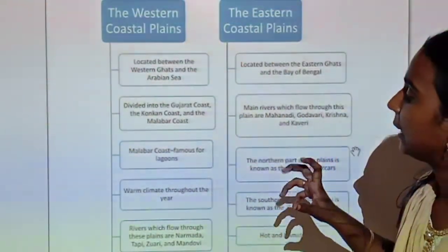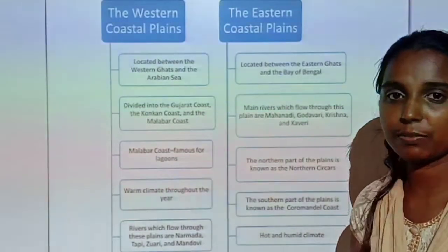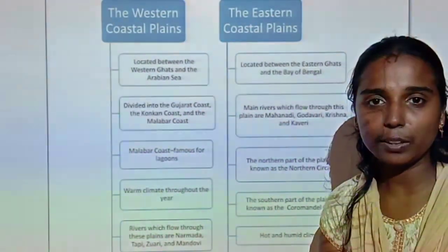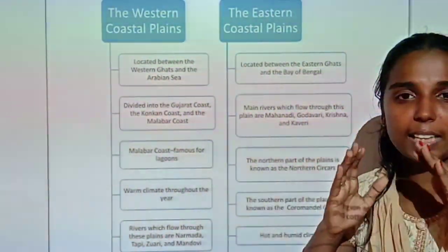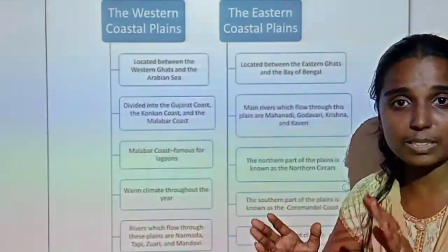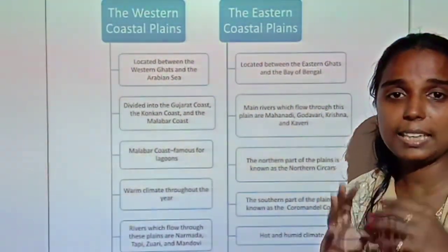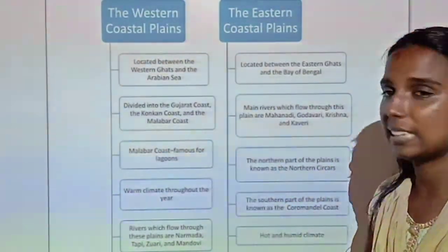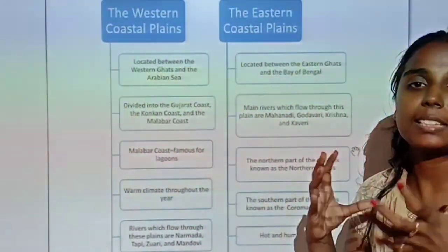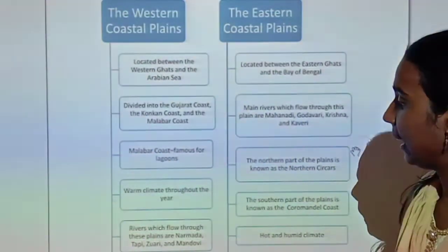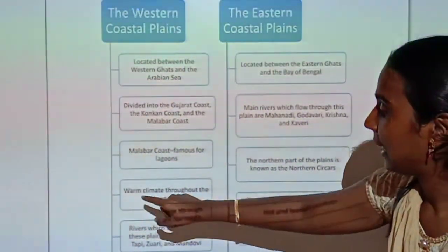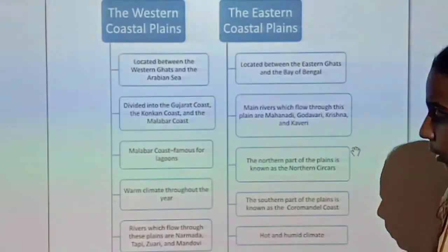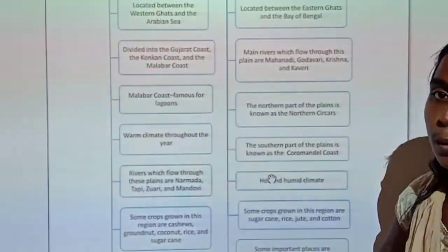Among them, the Malabar coast is famous for lagoons. So what do you mean by lagoon? It is a small saltwater lake that belongs to the sea, but it is separated from the sea by sand or small hills or rocks. That is a lagoon. These lagoons attract many tourists. And how is the climate? The climate is warm throughout the year.